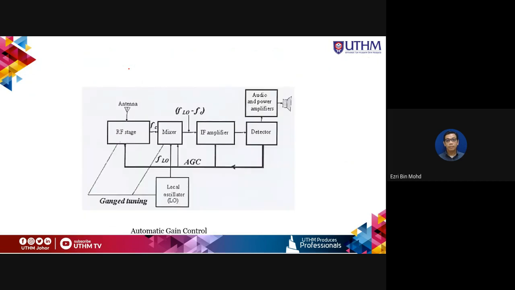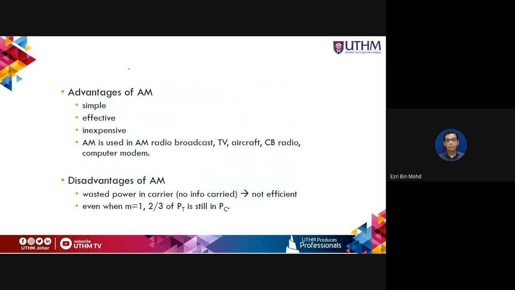Here is the illustration of AGC. There is the RF stage, the antenna, the gain tuning from a local oscillator that tunes the RF stage, and the mixer, AGC, intermediate amplifier and detector, before we can hear the sound through an audio speaker. Advantages of AM: very simple, attractive, effective, inexpensive. AM is used in AM radio broadcast, TV, aircraft, CB radio, sideband radio, also in computer modem.